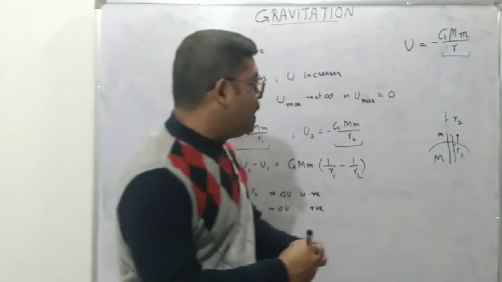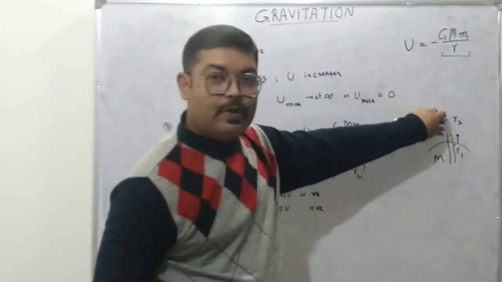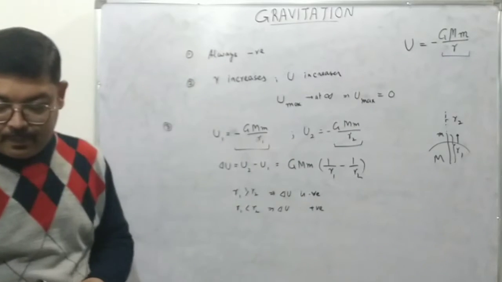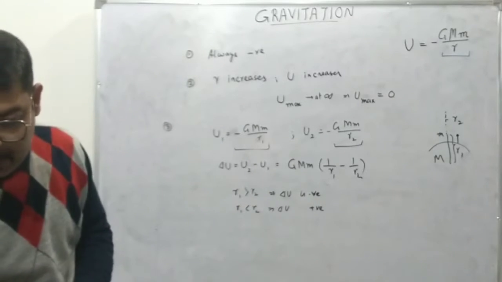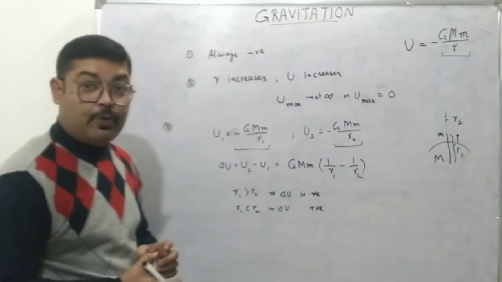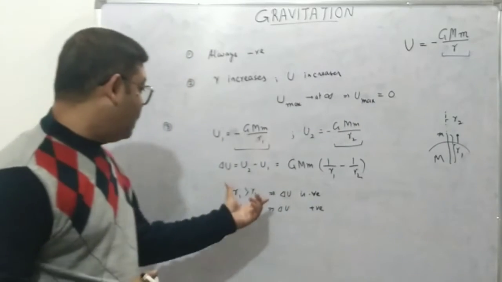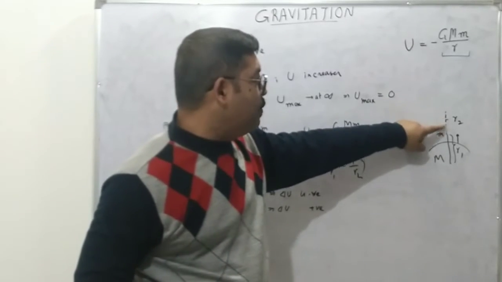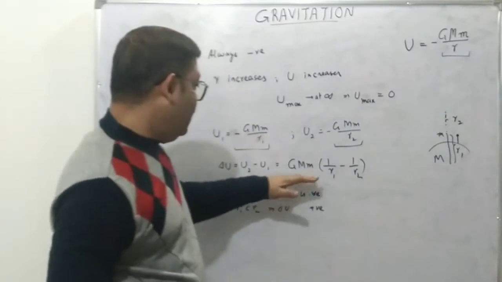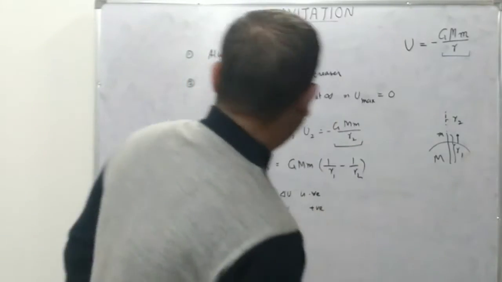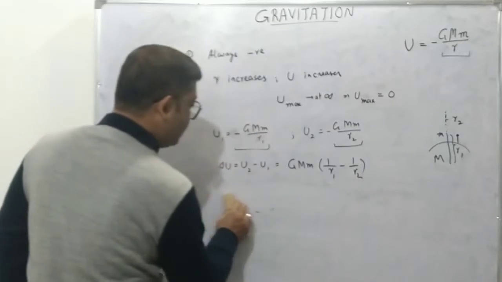Like in this case, R1 was closer, R2 was further, so R2 minus R1 will be a positive term. So if we bring the bodies closer together, the gravitational potential energy will decrease. If initially the object was there and it came to this particular point, then gravitational potential energy will decrease. Okay, now let us note this particular case.